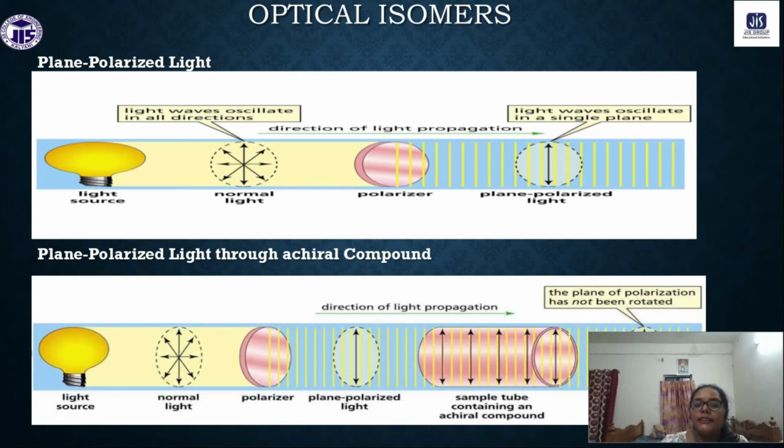This is the achiral compound. You can see the plane polarized light we get from the light source is not rotating clockwise or anti-clockwise. There will be no rotation. So this is for the achiral carbon. This indicates that our sample is achiral, and if rotation takes place, then we can tell that our compound is chiral.